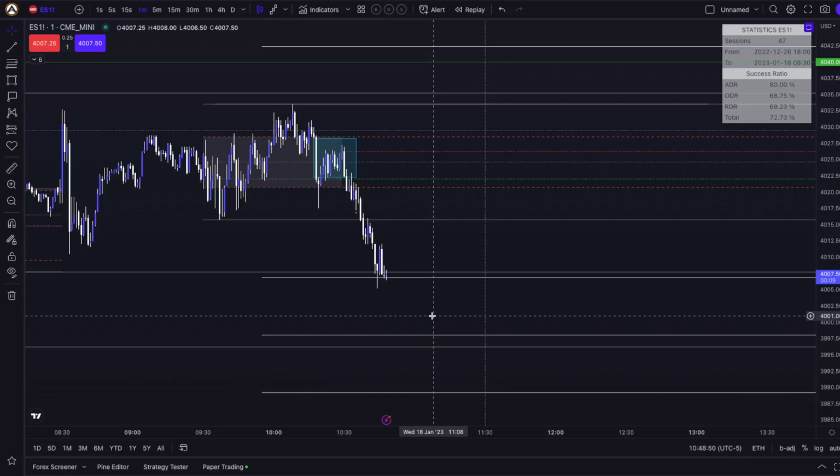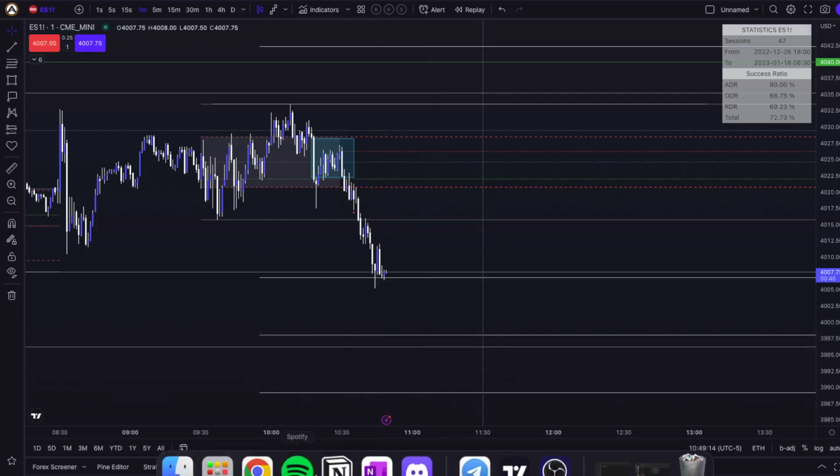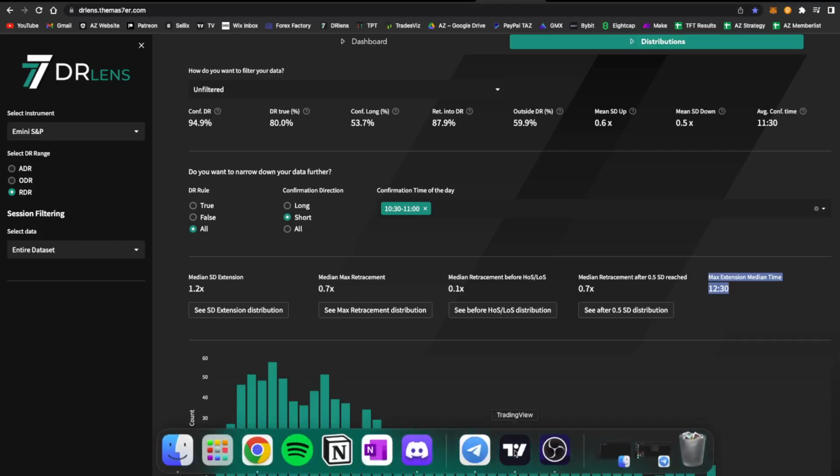So yeah, I know the data is there and we already hit the standard deviation target to the downside. But at least for demo trading, of course, try it out 100%. If you have access to the DR IDR, theoretically, according to the data, we shouldn't see much more downside continuation. But it's also not the median time. So if you think about it, we should have hit that target to the downside by 12:30. Look at the time right now.